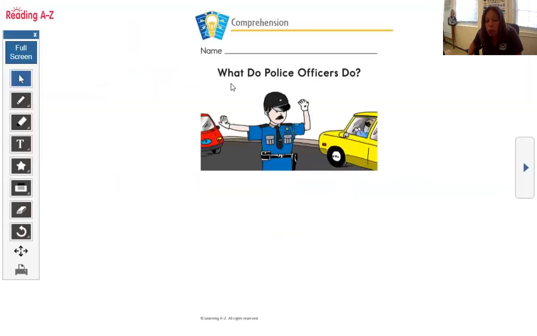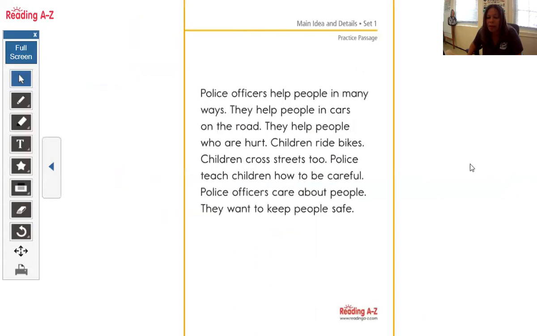So the title, what do police officers do? Okay, we see a picture of a policeman there. All right, so remember, I'm going to read the whole thing, but really pay attention to that first sentence and that last sentence. Police officers help people in many ways. They help people in cars on the road. They help people who are hurt. Children ride bikes. Children cross streets too. Police teach children how to be careful. Police officers care about people. They want to keep people safe.